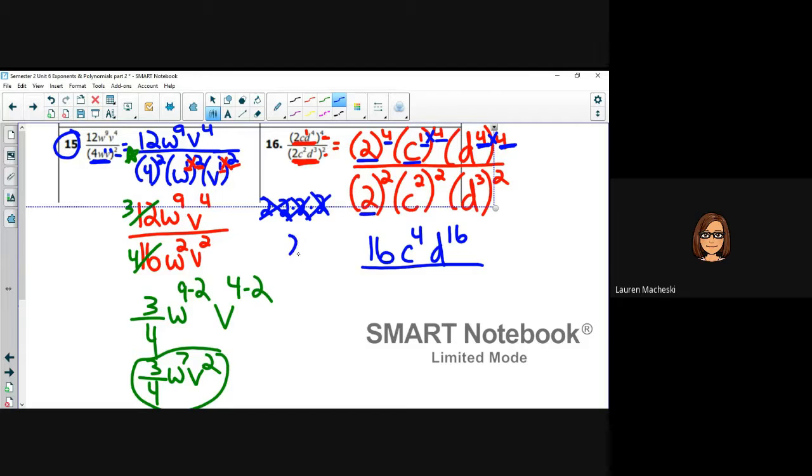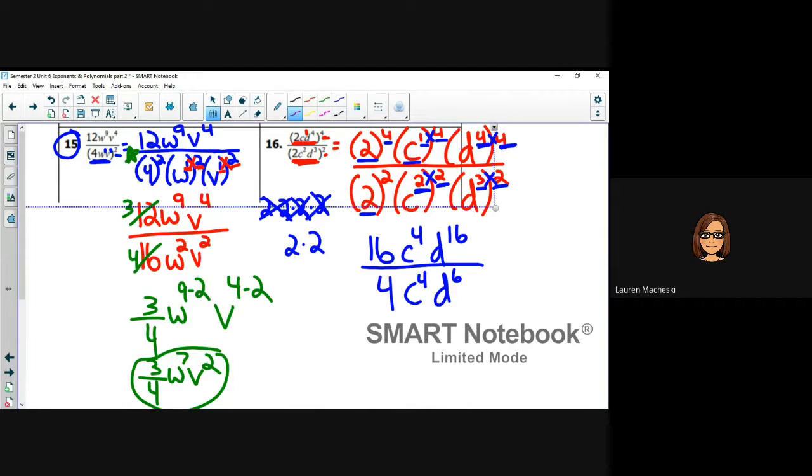2 squared, just 2 times 2, which is 4. C squared raised to the 2nd power, a power to another power, I multiply, so C to the 4th. And D to the 3rd raised to the 2nd power, power to a power, I multiply. So 3 times 2 gives me what, 6? All right, so I fully cleaned up that numerator, I fully cleaned up that denominator.